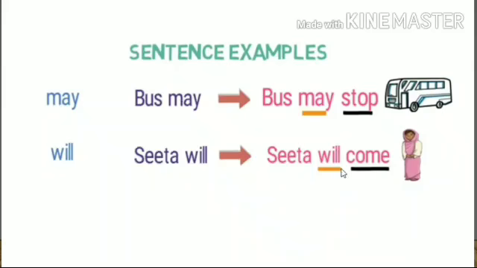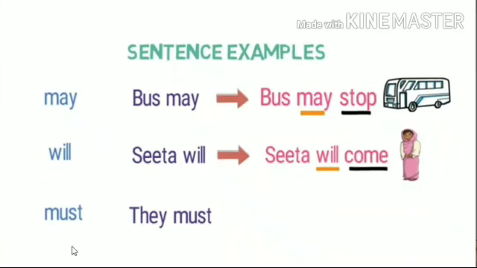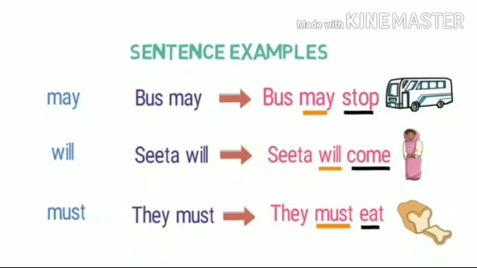Now let's look into the last example. Must. They must. Here the verb must is of no meaning to the sentence if it is not followed by any main verb. Now look at this sentence. They must eat. Now we have a meaningful sentence conveying that they must eat. Here must is the helping verb and eat is the main verb.